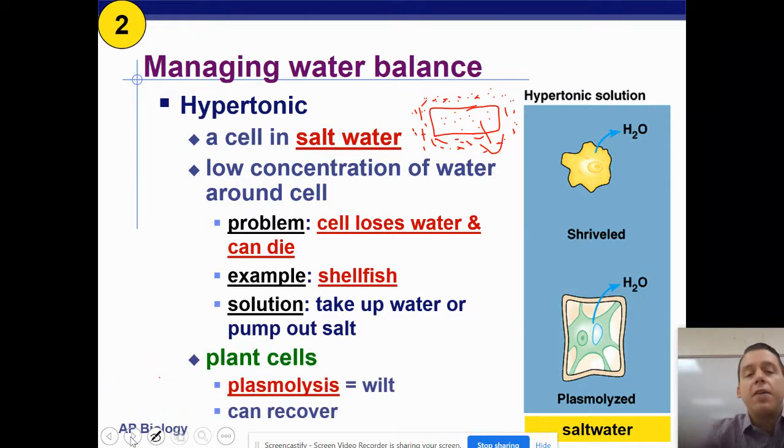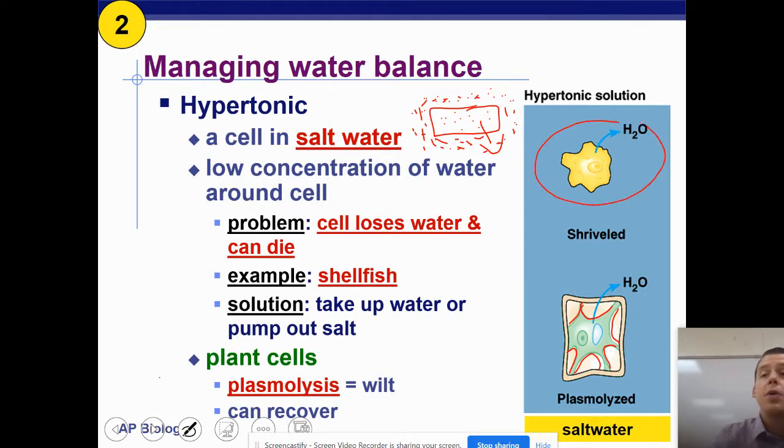Plant cells, if they are in a hypertonic solution, are going to undergo plasmolysis, a term you should know. That just means to wilt. We have a picture of that here. The cell membrane has pulled away from the cell wall. This would be a wilted plant, and it can recover. Same thing here with an animal cell losing water, and hopefully it can recover as well. All right.